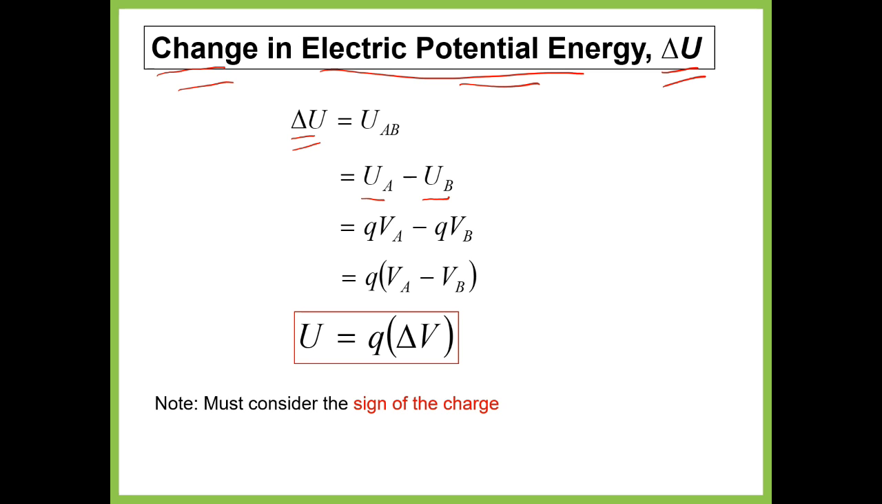Remember, we have U is equal to QV, that is coming from V is equal to U over Q that we have learned previously. So U is equal to QV, and here we can have Q(VA minus VB), which is equal to U is equal to Q delta V, potential difference. And for the electric potential, you have to consider the sign of charge to include in the calculation.